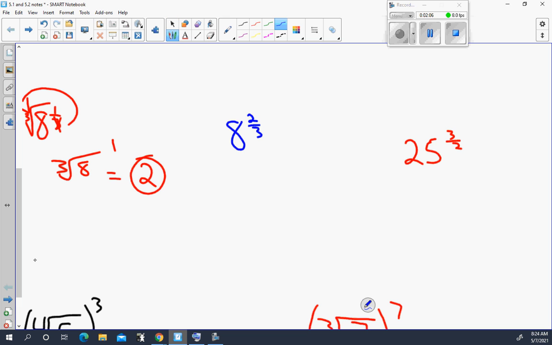And now we have something a little different. We have 8 to the 2/3. Remember, this bottom number comes around, it's like a 3 to 8 with that 2. So it's really the cubed root of 8 to the second power. What's the cubed root of 8? That equals 2. And 2 squared is equal to 4.